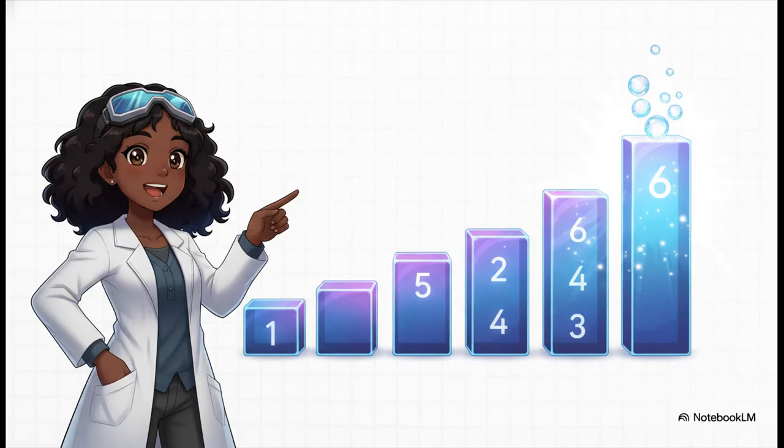Now, if we keep this process up, comparing and swapping all the way to the end of the list, something really cool happens. After just one full trip through the array, what we call one pass, the single largest number, in this case 6, has found its way to its correct final position at the very end. It has bubbled all the way to the top.